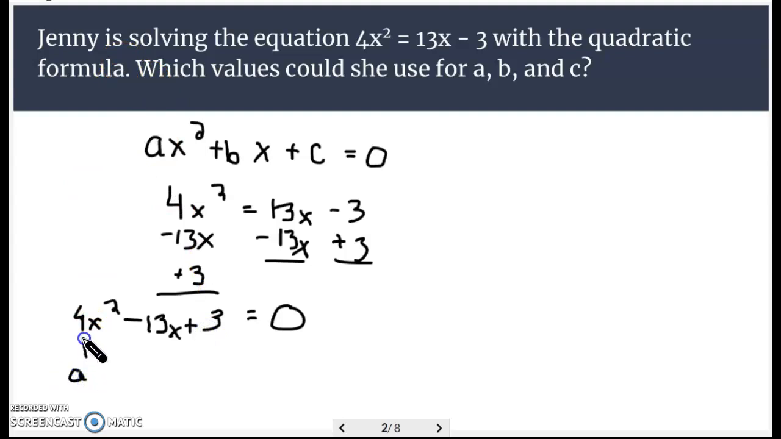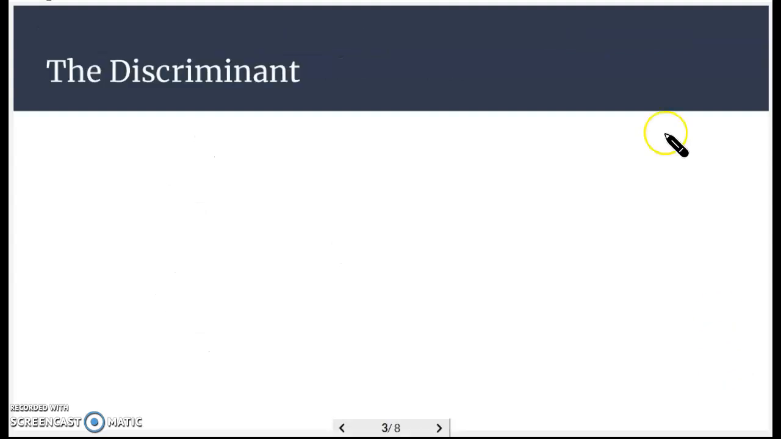However, we can identify our a, b, and c now. Here's the a number. A is 4. Here's the b number. B is a negative 13. And here's the c number, positive 3. You can use those numbers in the quadratic formula or the discriminant if needed. Well, let's talk about the discriminant.